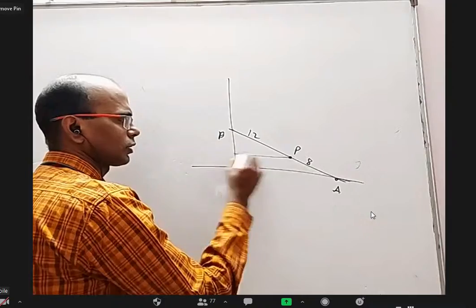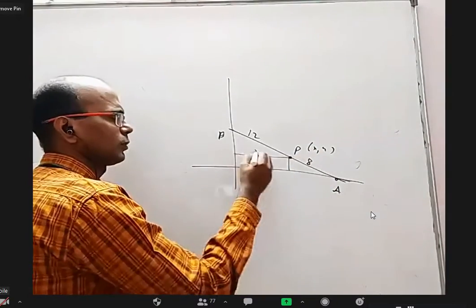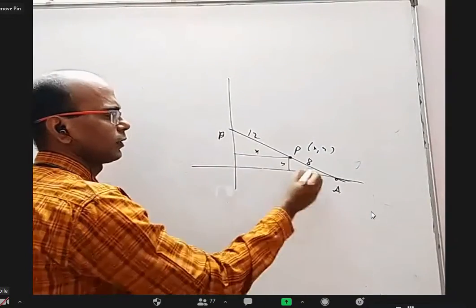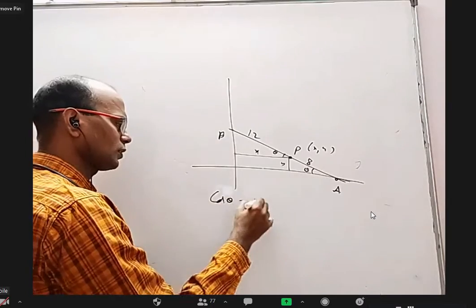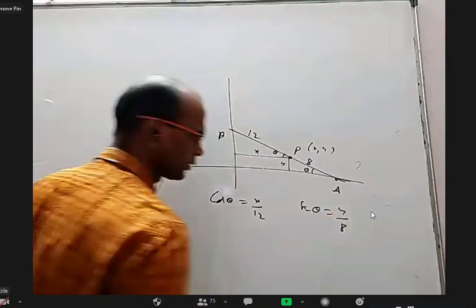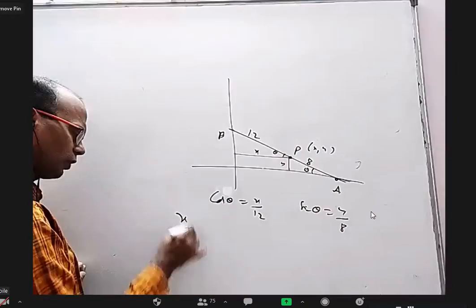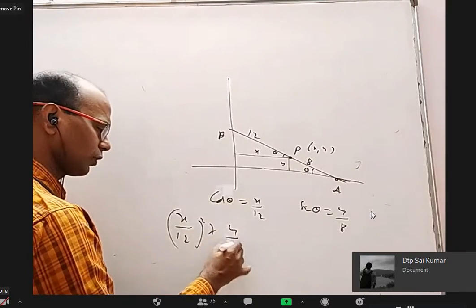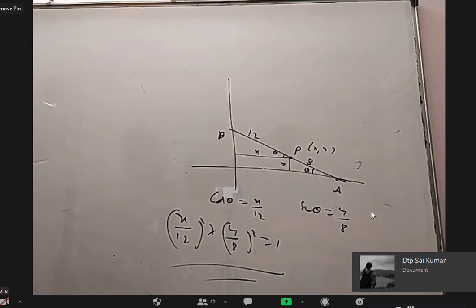You can draw one horizontal line here, one vertical line here. Take this as x comma y. This will be x and this will be y. If I take this is theta, this is theta. From this figure, cos theta is x by 12. From this figure, sin theta is y by 8. You have to eliminate theta and find relation between x and y. So x by 12 whole square plus y by 8 whole square equal to 1. So it is an ellipse.